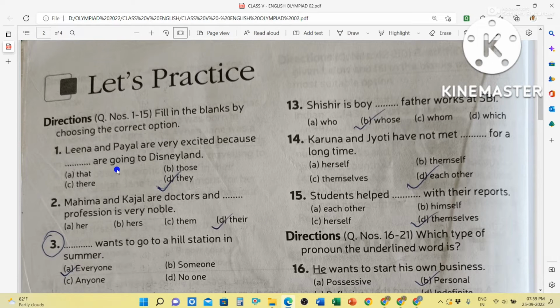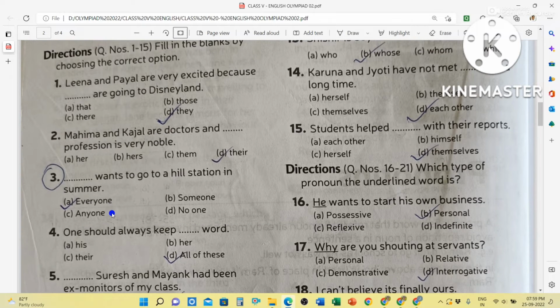First question: Lina and Payal are very excited because they are going to Disneyland. Instead of using Lina and Payal, we use the personal pronoun they. They means Lina and Payal. Next: Mohima and Kajol are doctors and their profession is very noble. Their profession is very noble.